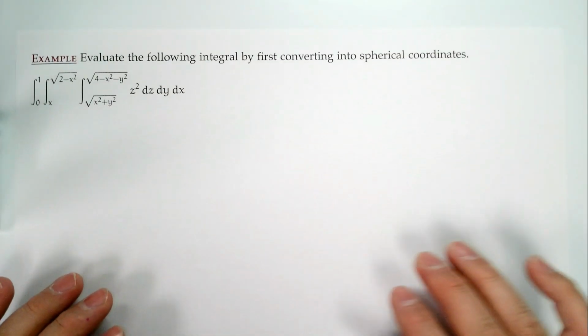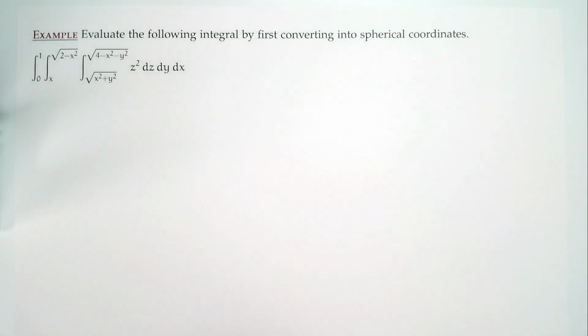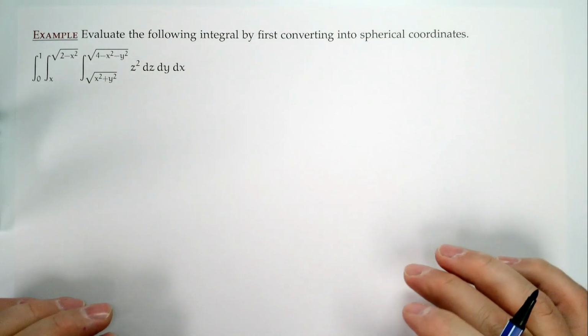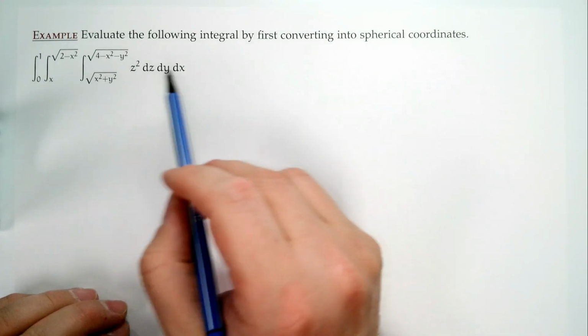One more problem done. Let's try another one. Evaluate the following integral by first converting into spherical coordinates. Well, that's nice. It told us what to do. It says we need to convert into spherical coordinates. So let's figure out what our region is. It's not so obvious staring at this what our region is. So we start by deciphering.